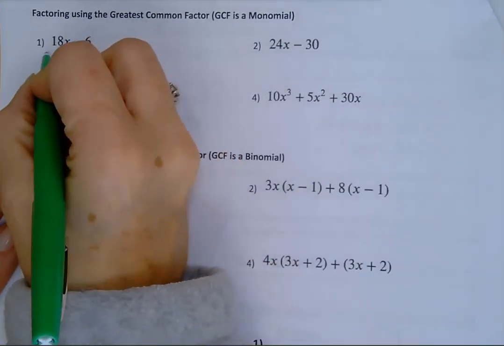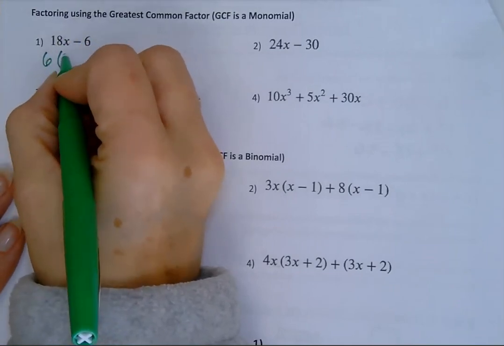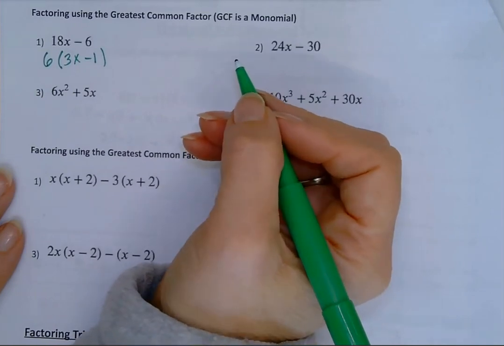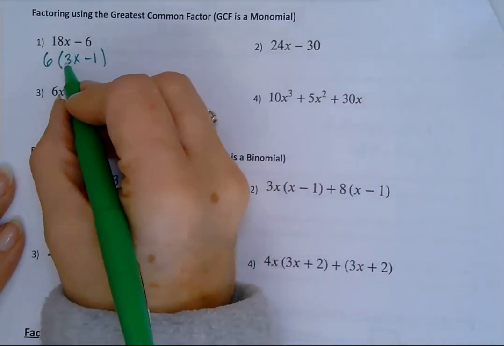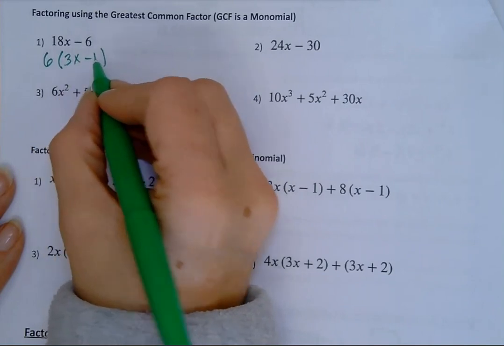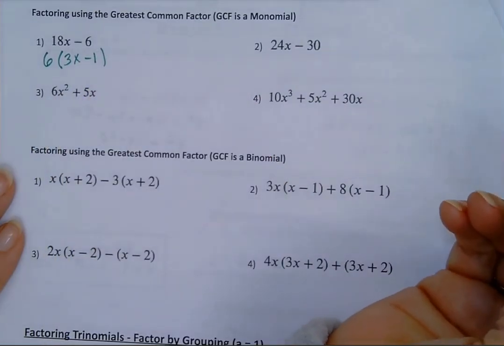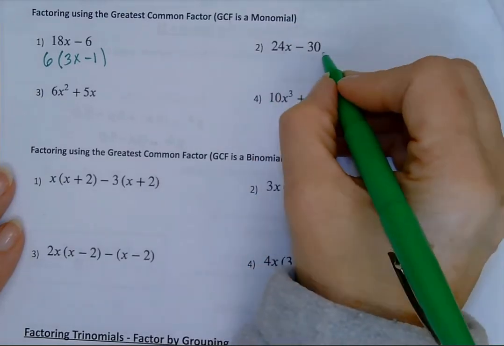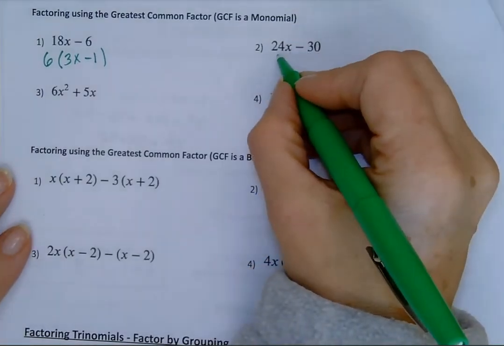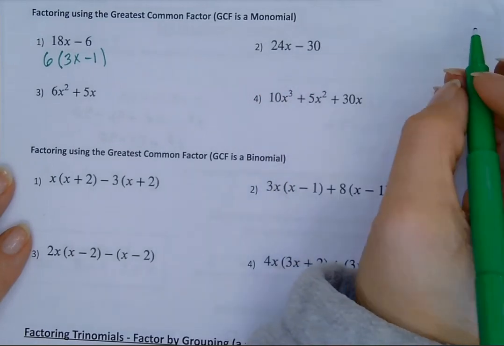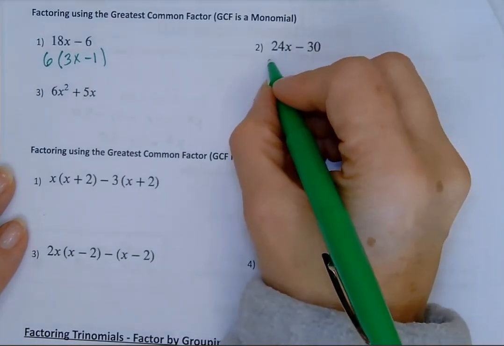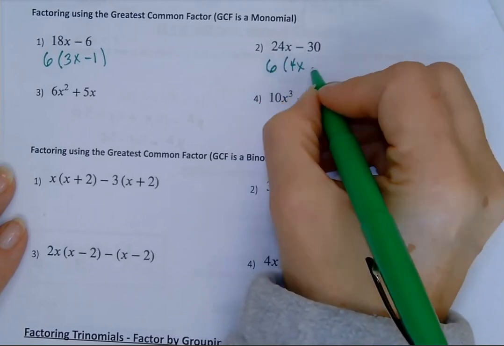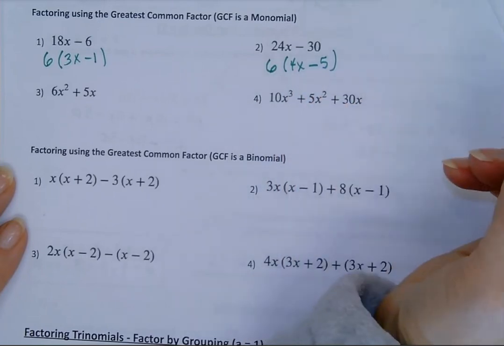I'm going to pull a 6 out. 6 times 3x minus 1. You buy that? So I just undid distribution, just to check. 6 times 3 is 18x minus 6. When I redistributed that 6, it gives me 18x minus 6, so I got that right. 24x minus 30, I have to think. I know 2 goes into both of those, but that's not enough. Let's try 6, okay? 6 goes into 24x, 4x times. 6 goes into 30, 5 times.